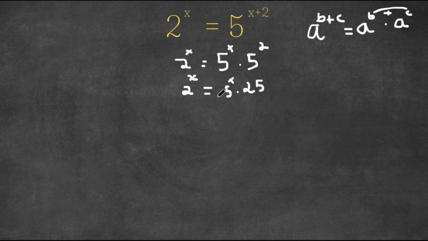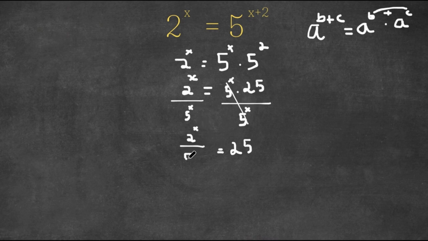Now what we're going to do is we're going to divide both sides by 5 to the power of x. So if we divide both sides by 5 to the power of x, well, for this side, these two will cancel out. So on our right-hand side, we'll just have 25. And on our left-hand side, we'll have 2^x over 5 to the power of x. And this can actually be written as 2 over 5 whole power x. And this is equal to 25.